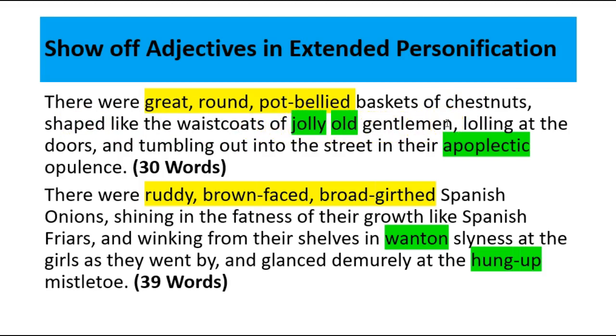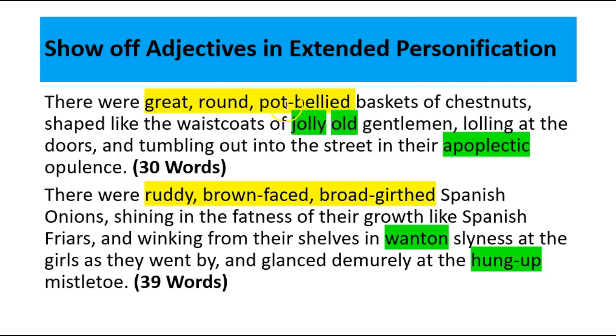So the chestnuts are a personification, even though it's a simile, like the waistcoats of a jolly old gentleman. And then look at what they're going to be doing. Lolling at the doors, just like an old man would, not being able to support his own weight properly. And then tumbling out into the street. So again, not being able to balance properly. And why weren't they able to balance? Because they're great round and pot-bellied. This is a person who's grown too fat and too old to control his movements, this old gentleman. And that gives you this brilliant description of these big round baskets of chestnuts.